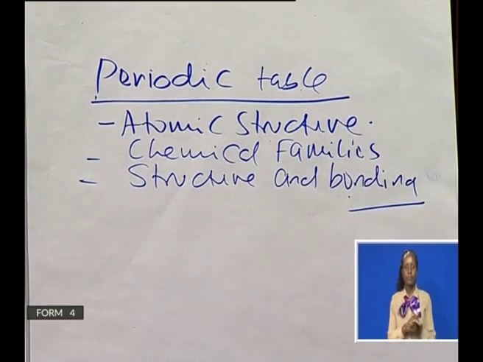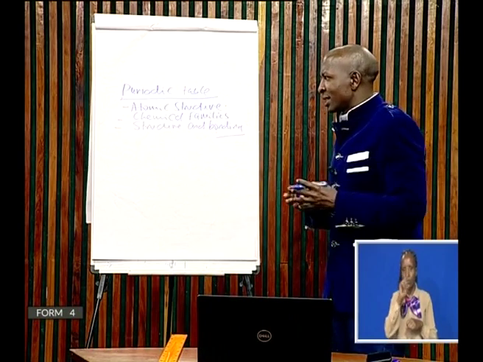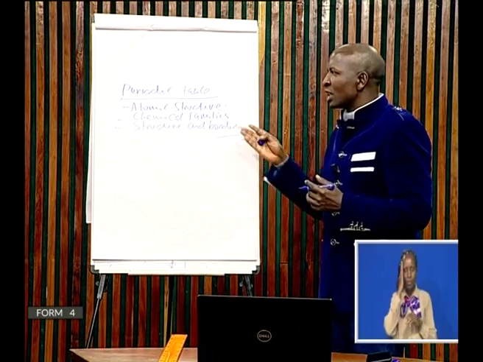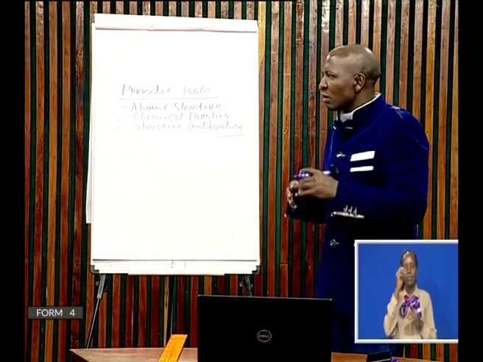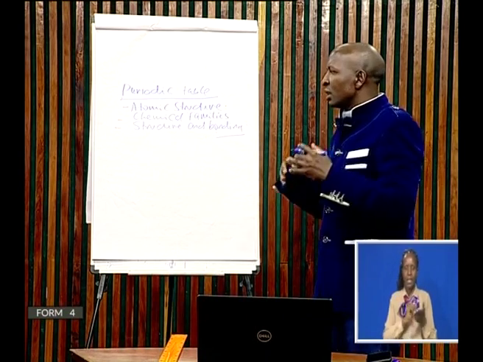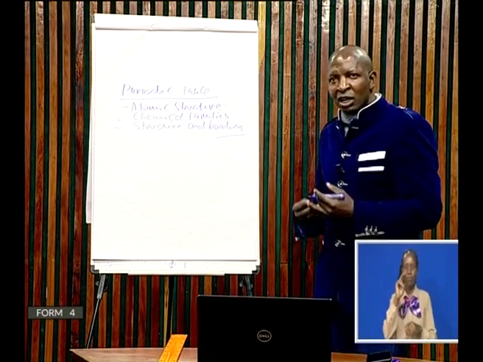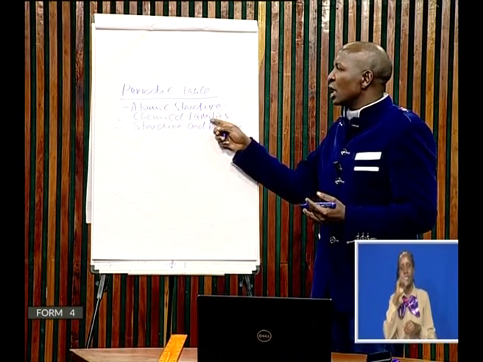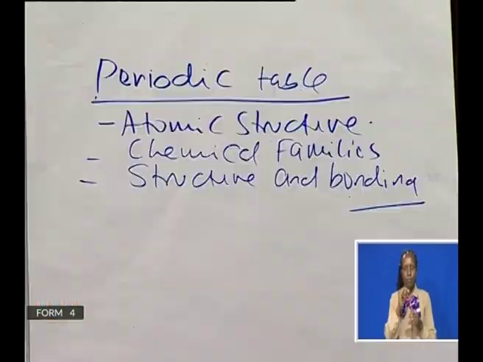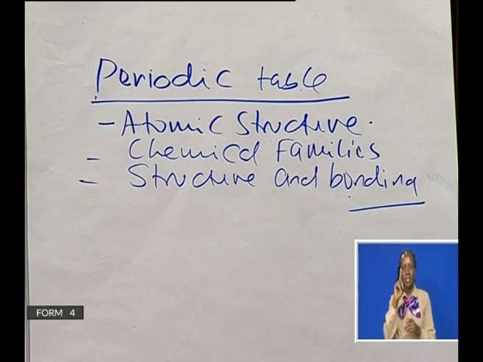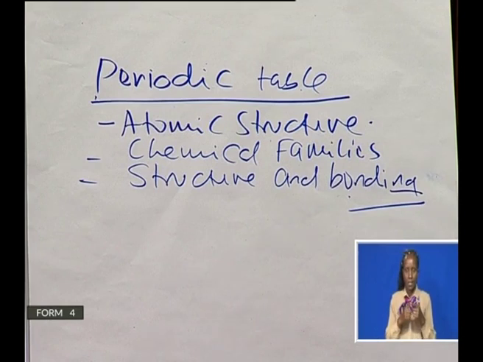So it blends. To be able to answer that question, you blend the knowledge that you acquired in atomic structure, the concept of writing chemical formulae, the valencies, the ion formation. Then you also talk about the chemical families. That's why you need to talk about the trends down the group and also across the period, and then the concept of the structure and bonding. So we'll be looking at that.